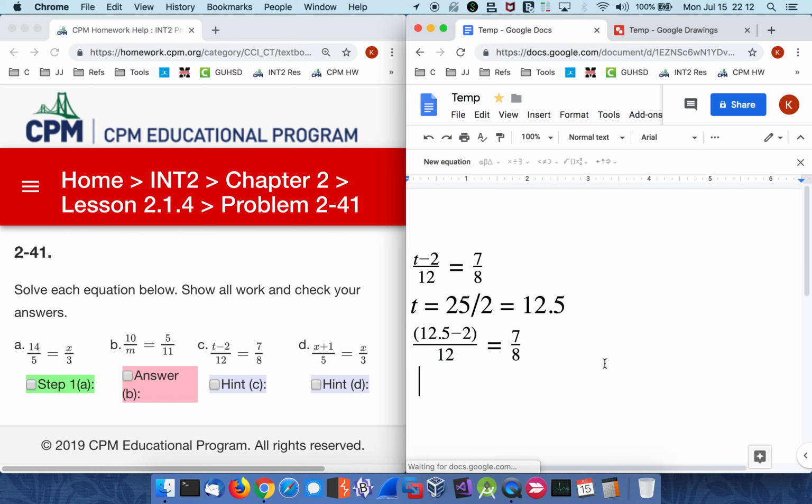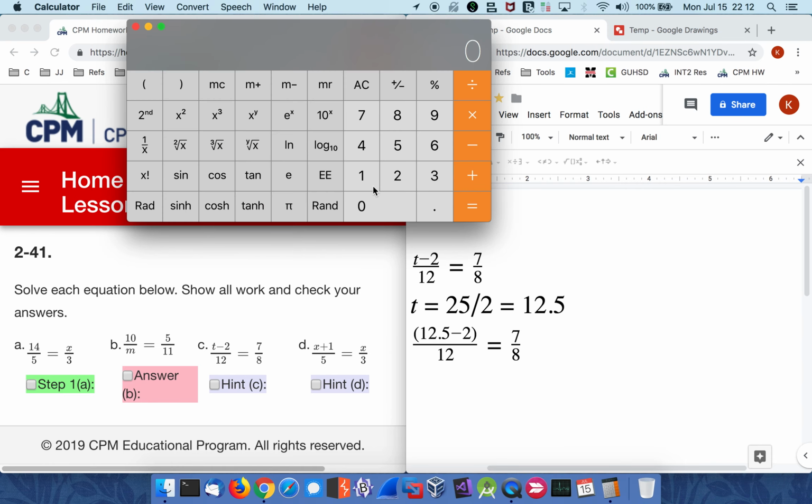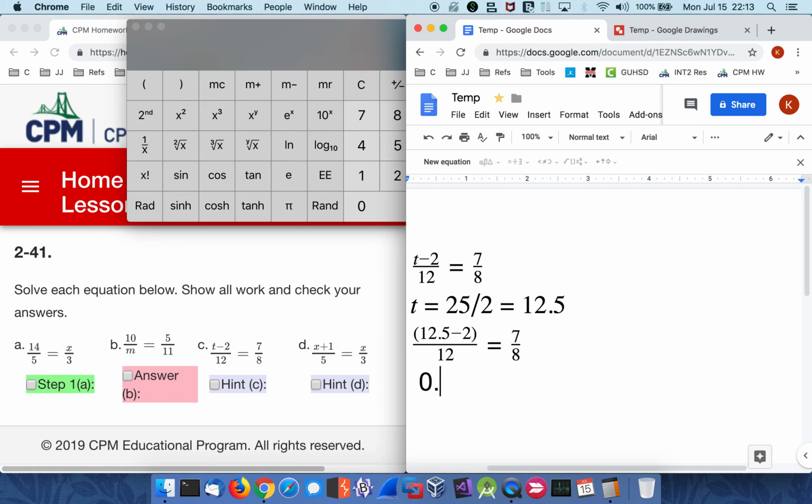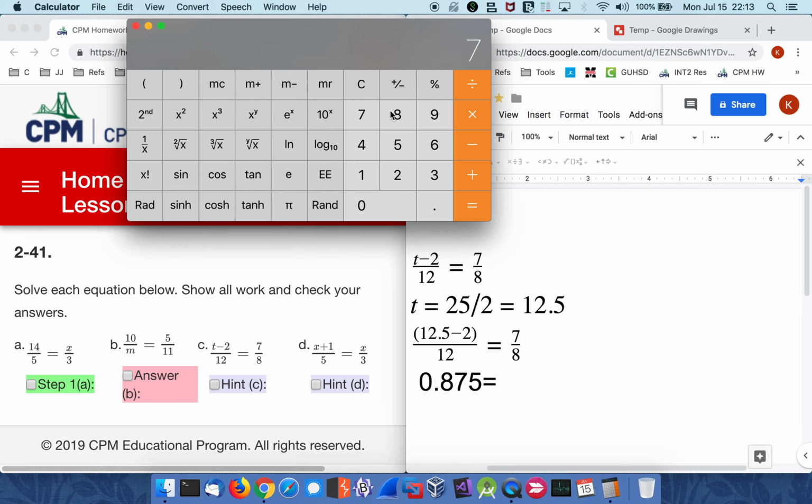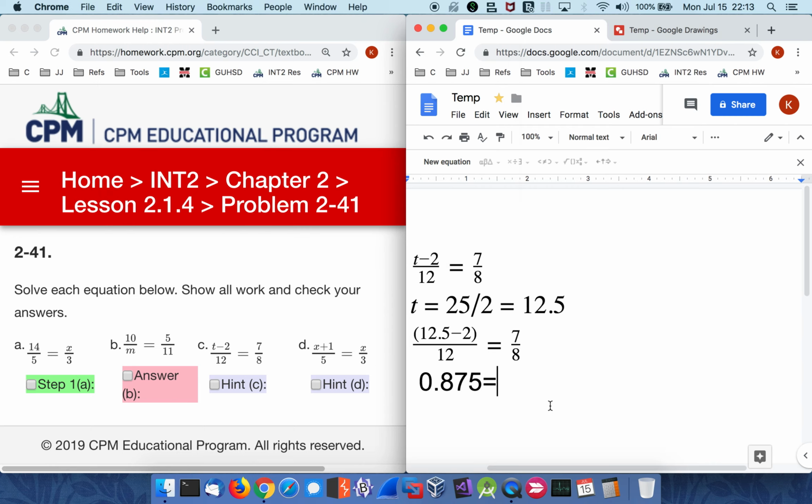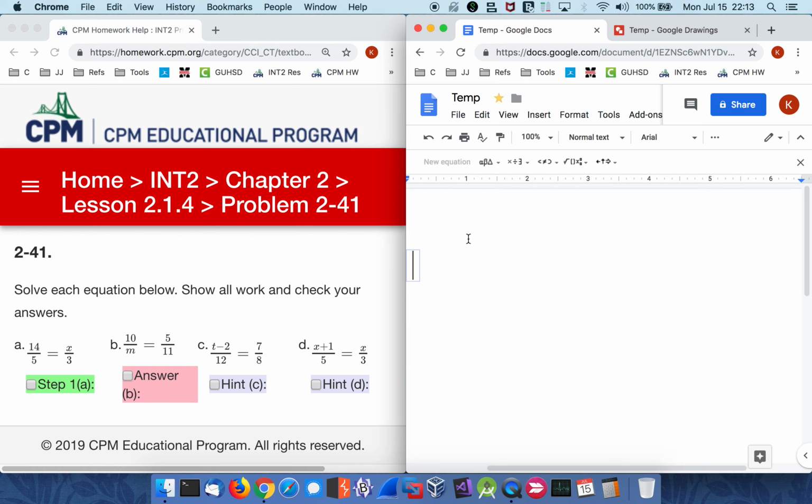All right, so let's see. 12.5 minus 2 is 10.5 divided by 12. What is that? 10.5 divided by 12 equals 0.875. Does that equal 7/8? 7 divided by 8 equals 0.875. Check. Done. All right, so we got that one. Next, last one of this group.